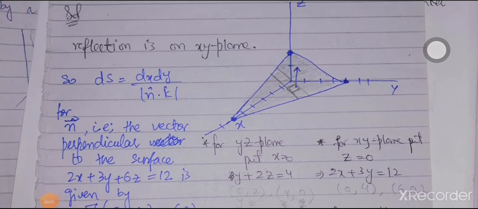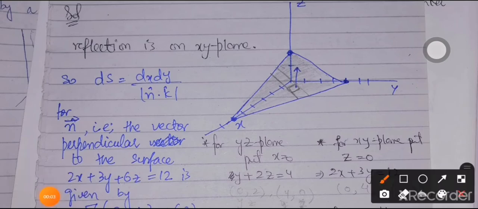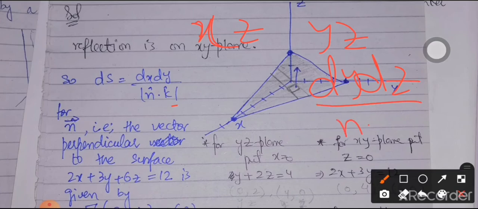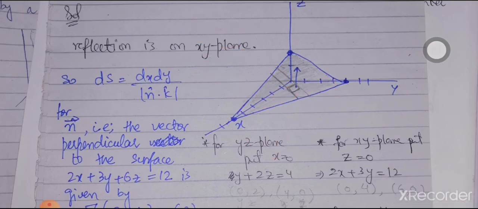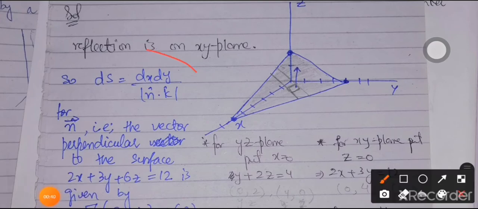Now we will take its projection on the xy plane. If we take the projection on the xy plane, dS will be equal to dx dy over n dot k. We can take the projection on the yz plane or the xz plane as well. In the case of the yz plane, dS will be equal to dy dz over n dot i, and in the case of the xz plane, it will be equal to dx dz over n dot j. So it all depends on which plane the projection is possible. Right now we are taking the projection on the xy plane. dS will be equal to dx dy over n dot k, where n is basically the unit normal to the surface.